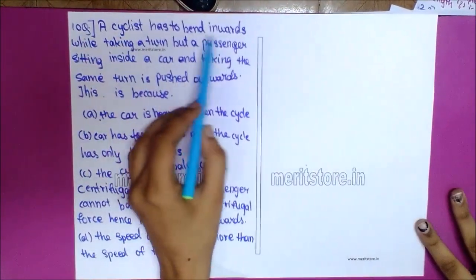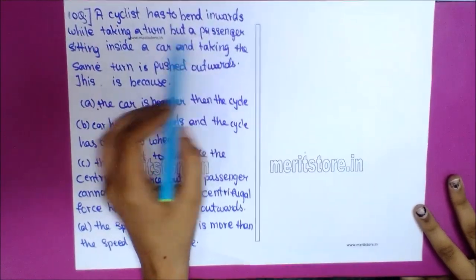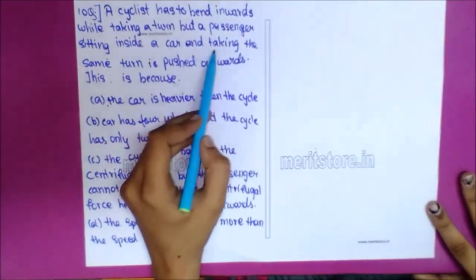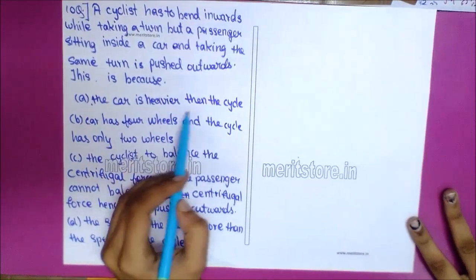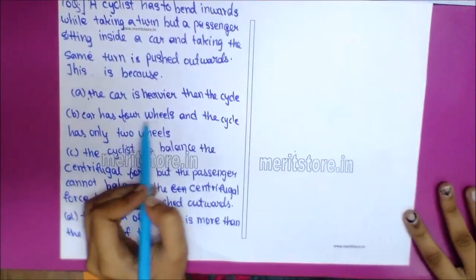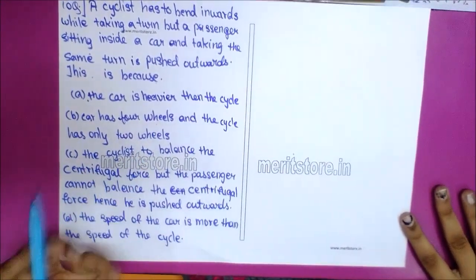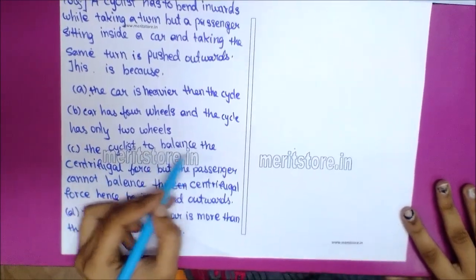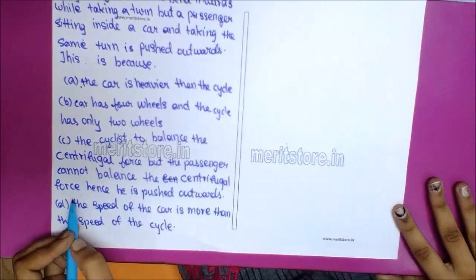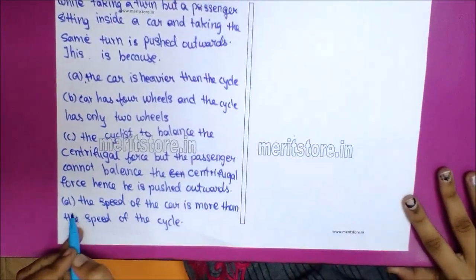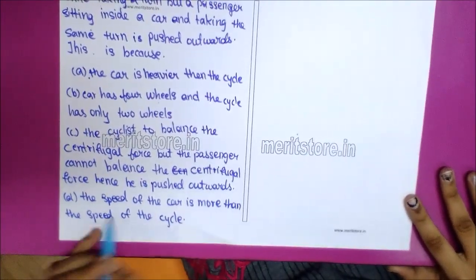Question 10. A cyclist has to bend inwards while taking a turn, but a passenger sitting inside a car and taking the same turn is pushed outwards. This is because: A) the car is heavier than the cycle, B) the car has 4 wheels and the cycle has only 2 wheels, C) the cyclist can balance the centrifugal force, but the passenger cannot balance the centrifugal force, hence is pushed outwards, D) the speed of the car is more than the speed of a cycle.